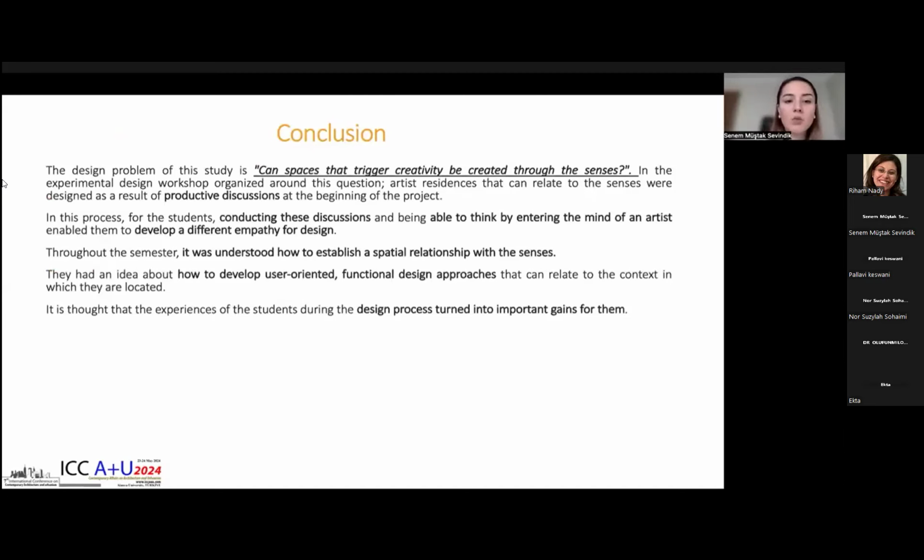Throughout the semester, it was understood how to establish a special relationship with the senses. They had an idea about how to develop a user-oriented, functional design approach that can relate to the context in which they are located. It is thought that the experiences of the students during the design process turned into important gains for them. Thank you.